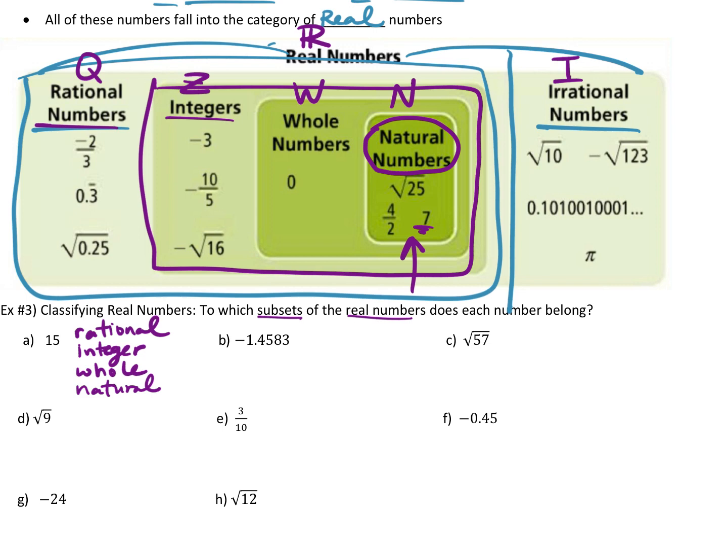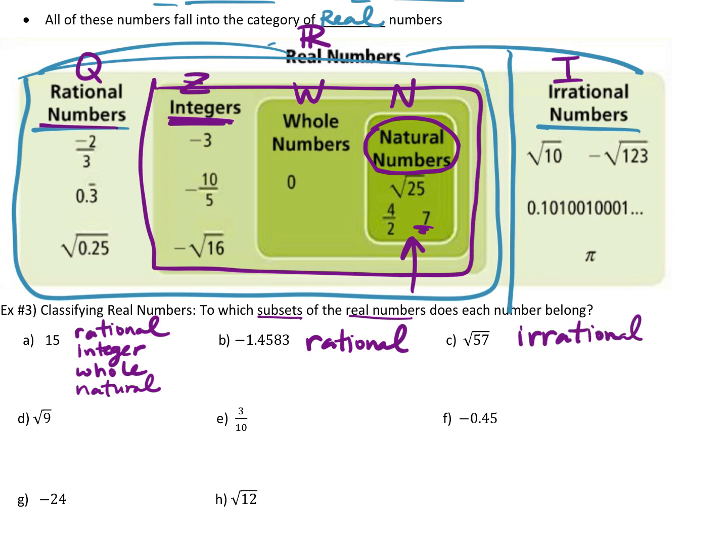Letter B, negative 1.4583. What is that? It's not irrational. It's not an integer. It's rational because it's a terminating decimal. But remember, integers don't have decimals, okay? So this is just a rational number. How about the square root of 57? Did you plug it into your calculator? Is that a perfect square? No, it is irrational. It is a decimal that just keeps going with no rhyme or reason.